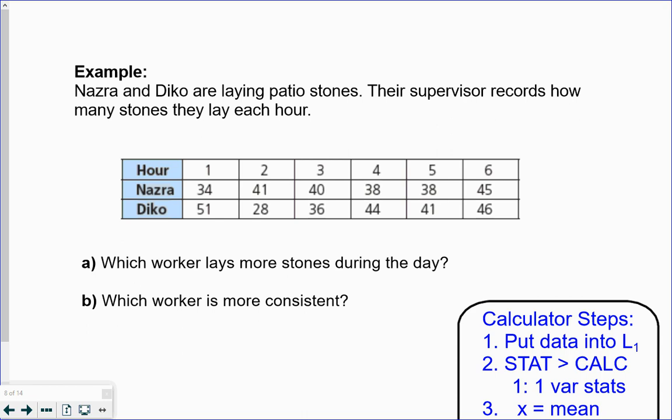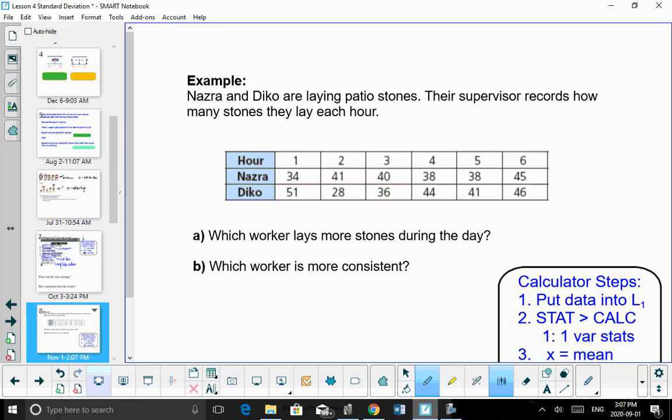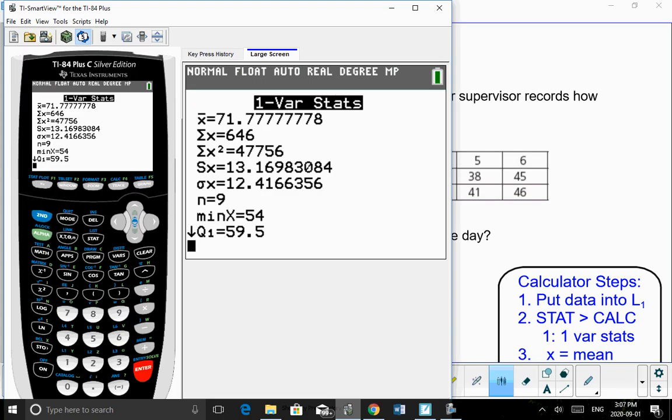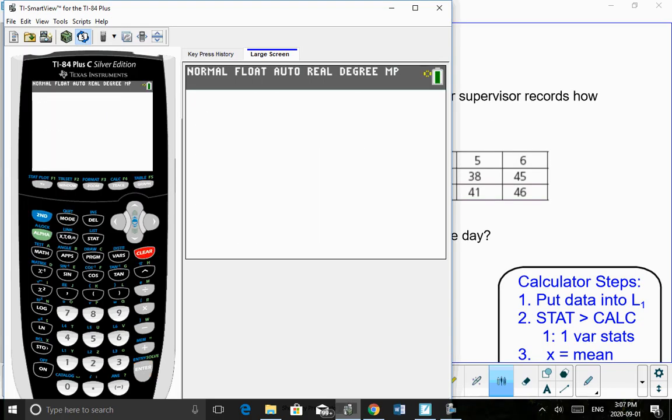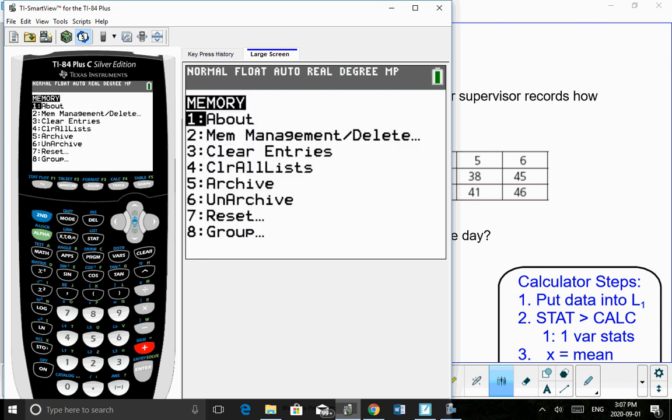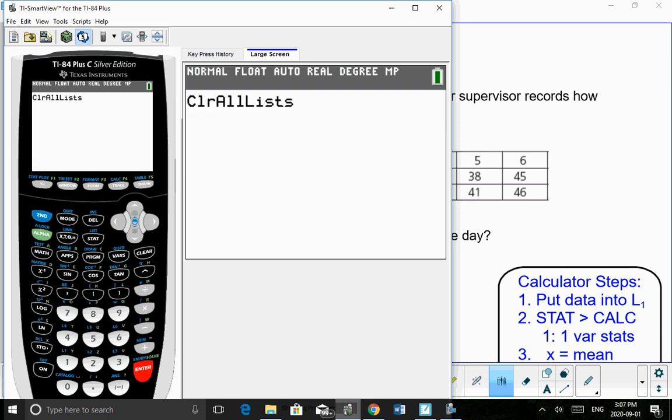Okay, so first thing we're going to do is we have to clear out that information that was in our lists. Okay, so we have to go ahead and erase the lists. So what I want you to do is I want you to go second plus sign, and see right here number 4. Number 4 says clear all lists. So just select that and hit enter. So it will clear out anything that you put into list 1.